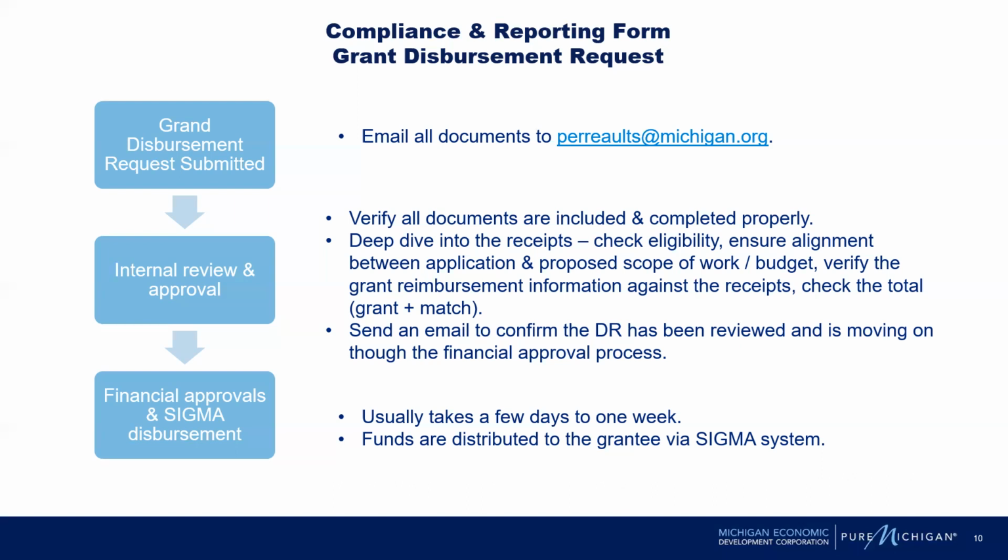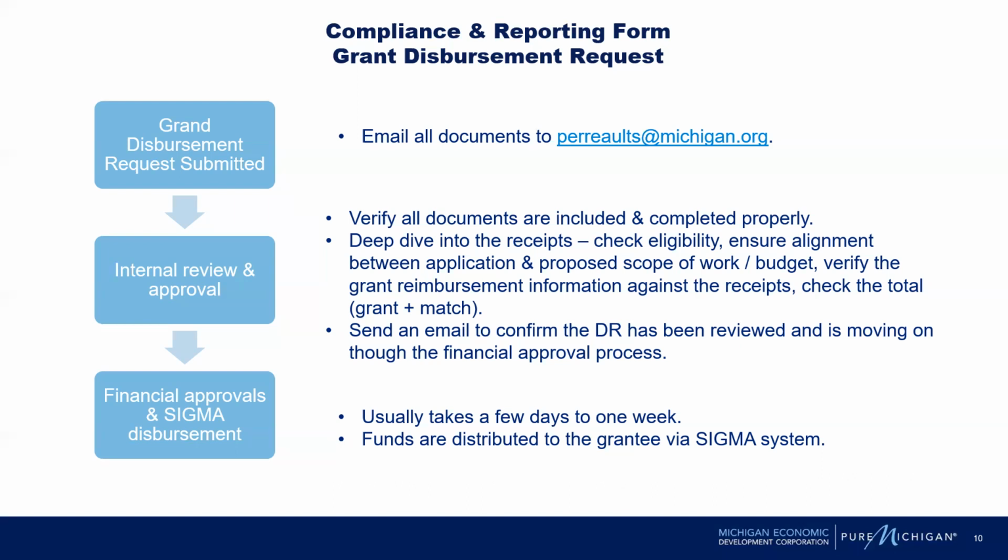The next thing I do is verify that the grant reimbursement information that's provided in that compliance form, I match that against the receipts. So making sure that is aligned. And then finally, I check the total, making sure that you've reflected the grant amount plus a minimum 10% match.